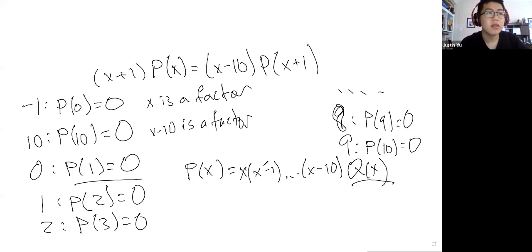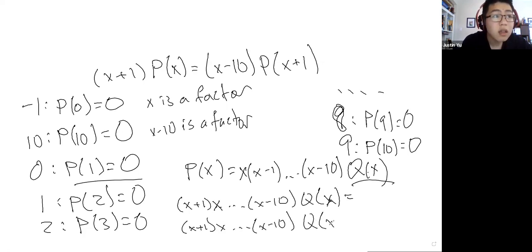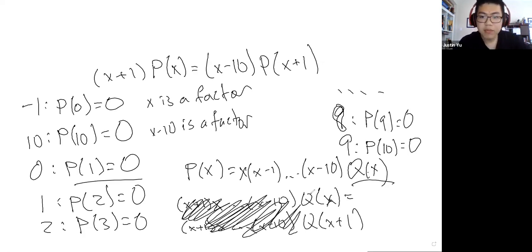All right, I see, plug it in. That's an excellent idea. So let's plug it into here. So we get on the right side x plus 1 times x times all the way to x minus 10 times q of x is equal to, on the left side, it turns out we get the exact same thing, except this time we get q of x plus 1. So we can cancel out all this. And now we have this equation up here.